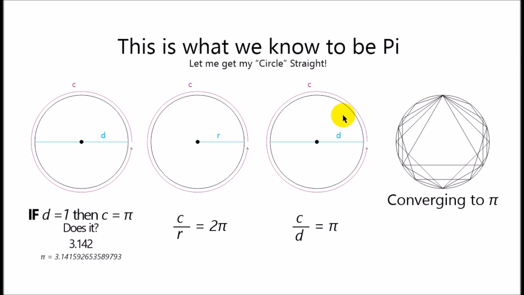So again, I'm going to start where I started the last video. This is what we know to be pi, the circumference of a circle when the diameter is 1. Or you can take the circumference and divide it by the radius and get 2 pi, or you can take the circumference and divide it by the diameter and get pi. There's also some infinite series equations or formulas which converge to pi, and that is what we come to know as pi as we know it today.